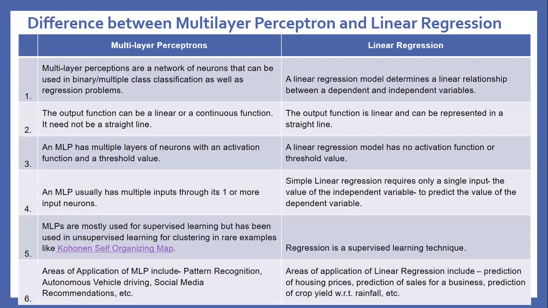of the dependent variable. MLPs are mostly used for supervised learning but have been used in unsupervised learning for clustering in rare examples like the Kohonen self-organizing map. Regression is a supervised learning technique. Areas of application of MLP include pattern recognition, autonomous vehicle driving, and social media recommendation. Areas of application of linear regression include prediction of housing price, prediction of sales for a business, and prediction of crop yield with respect to rainfall.